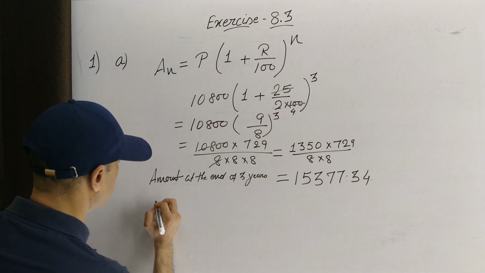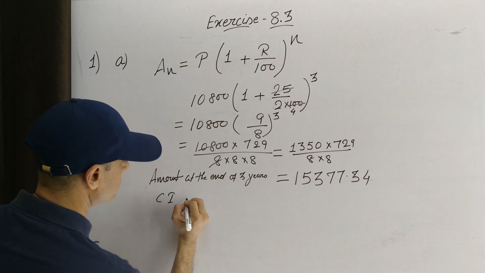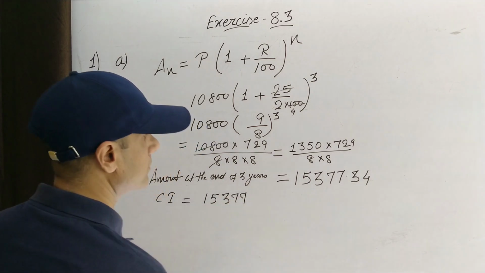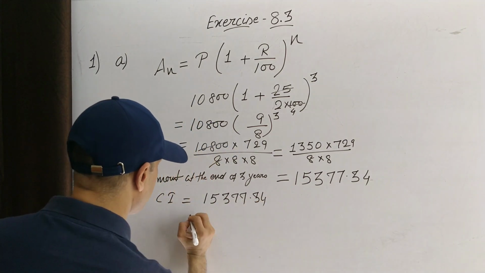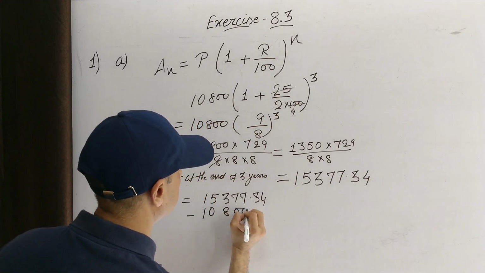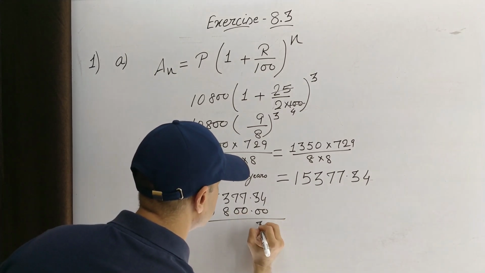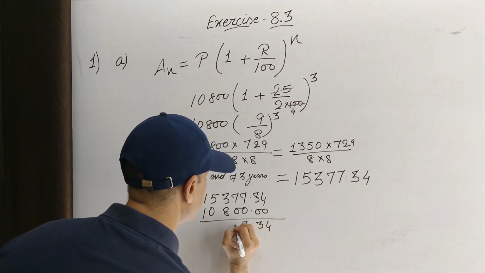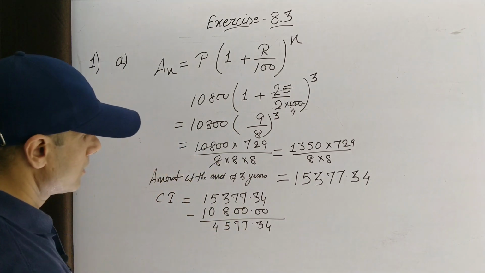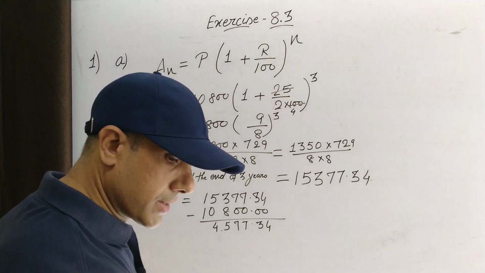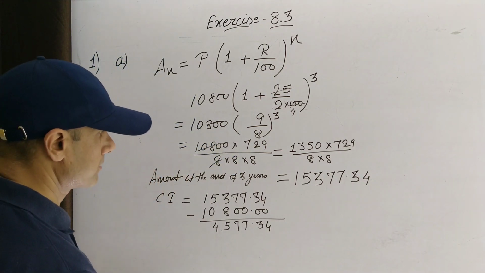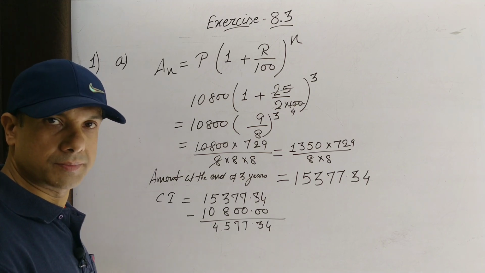Now the compound interest will be equal to 15,377.34 minus this principal amount, that is 10,800. So we get this as 4,577.34 rupees is the interest. Clear?